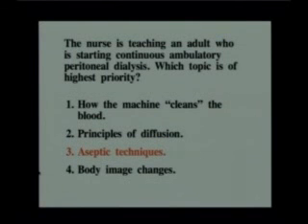So we want to prevent infection in this patient. So aseptic techniques would be of highest priority. The patient really doesn't have to understand how the machine cleans the blood. They want to know it, that's nice, but they don't have to understand the chemistry of it. As long as they keep things clean, then they're not so likely to get peritonitis.